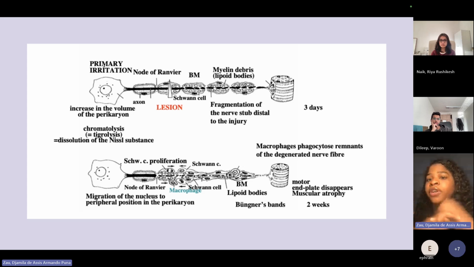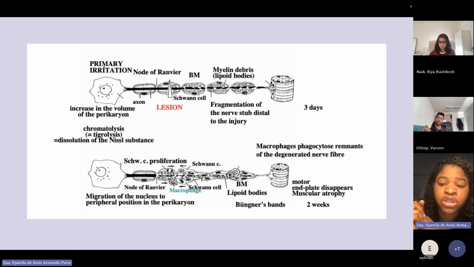And you can say, well, first, if the lesion is in the process, in the axon, we know that there's going to be degeneration to the distal part of that neuron. And that degeneration is classified by lipid bodies infiltrating the myelin sheath. Second thing that's going to happen, you're going to have an increase in the volume of the perikaryon, and you're going to have chromatolysis or tigrolysis. And they're going to be like, what's tigrolysis? Tigrolysis is the dissolution of the Nissl substances.